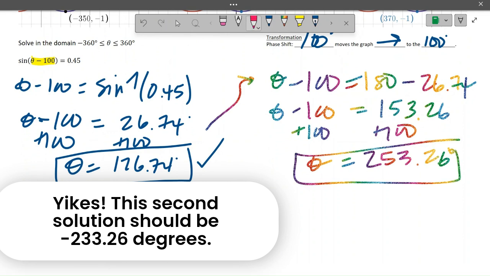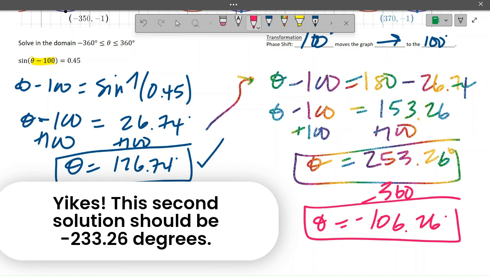Again, this is the time where we're going to say, okay, can I add or subtract 360 degrees to find another value on this wave? As a reminder, sine waves repeat every 360 degrees in both directions, which is why we say plus or minus. If I add 360, I'm going to be way outside of my domain. But if I subtract 360, I'm going to be within my domain. So when I say 253 degrees minus 360 degrees, I get theta equals negative 106.26 degrees. And that solution falls within our domain.